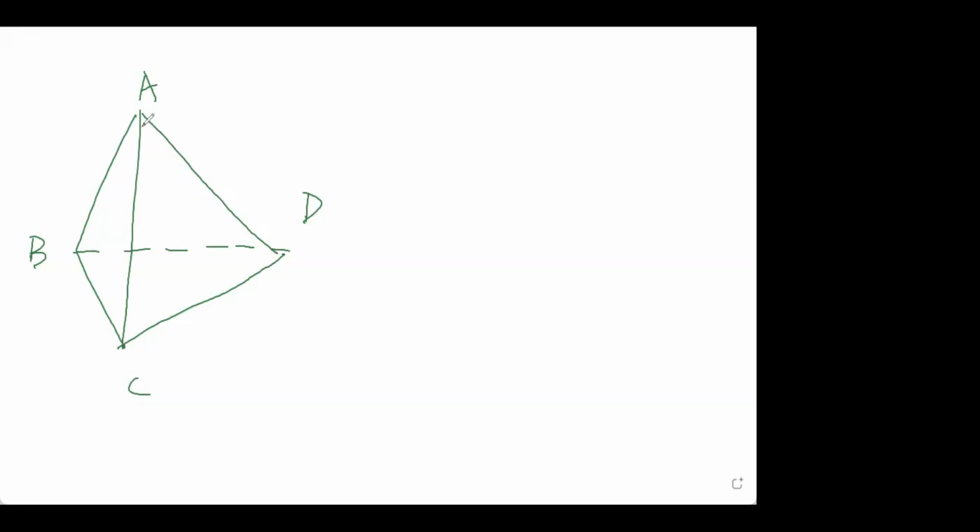We have the distances between AC and BD, between AB and CD, between BC and AD, and D is the smallest distance of the three, and H is the smallest altitude of ABCD, and we want to prove that 2D is bigger than H.